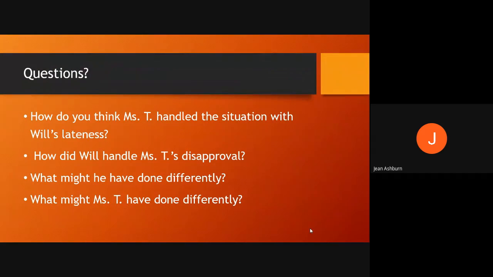Now take this time to think about: how do you think Miss T handled the situation with Will's lateness? How did Will handle Miss T's disapproval? What might he have done differently? What might Miss T have done differently?